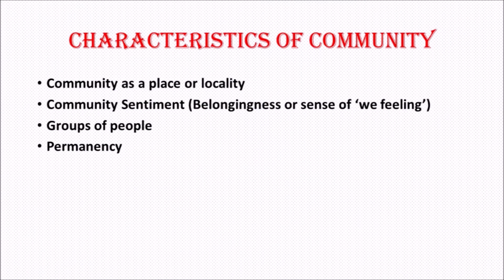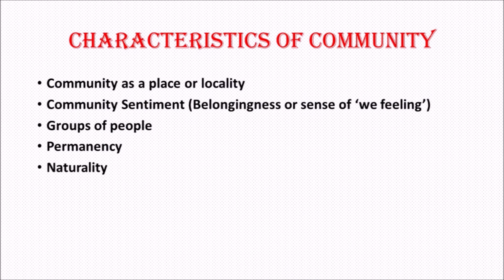The next one is permanency. The community is relatively stable, which includes permanent group life. The people of the community can migrate from place to place, but migrated people are identified by the community they lived in before. Hence, the community is a permanent place or location.